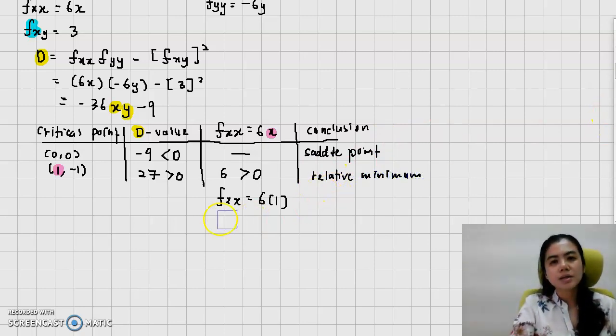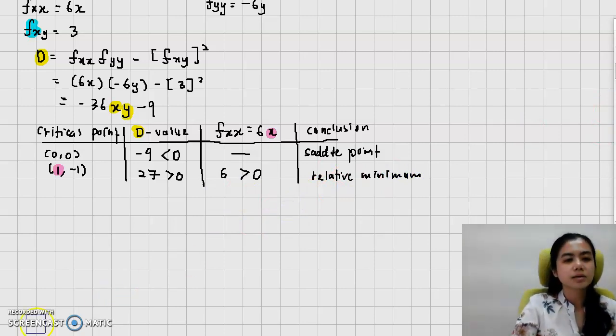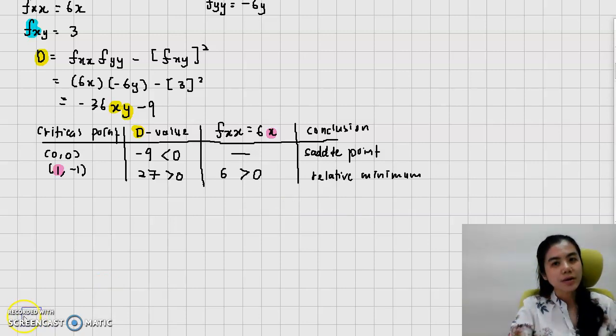Okay, so that is the answer for the second example. So we have classified the critical points. So we have one saddle point and another one is a relative minimum.